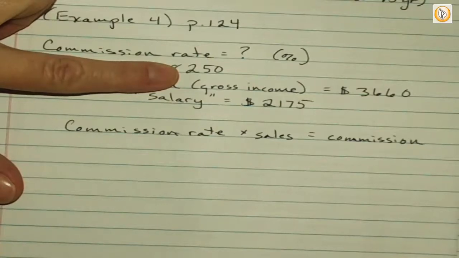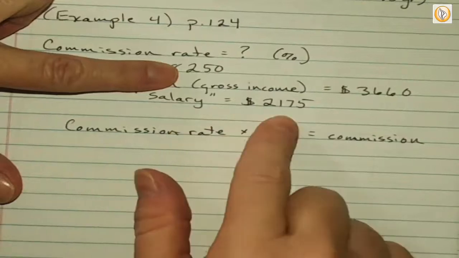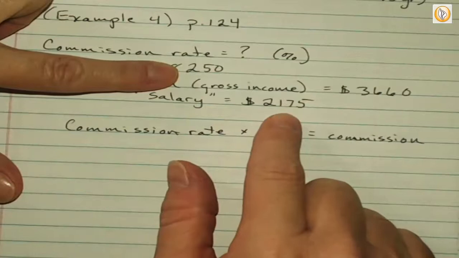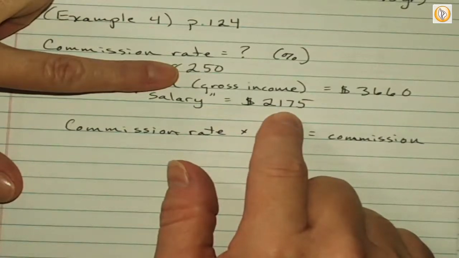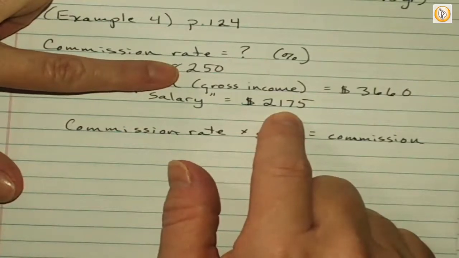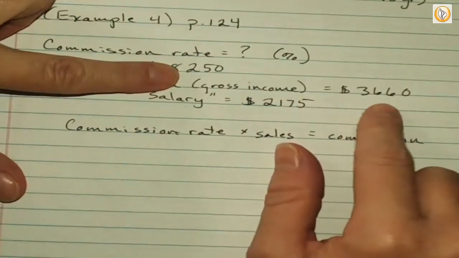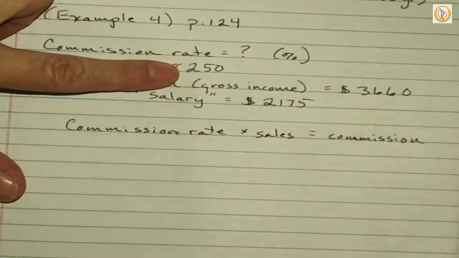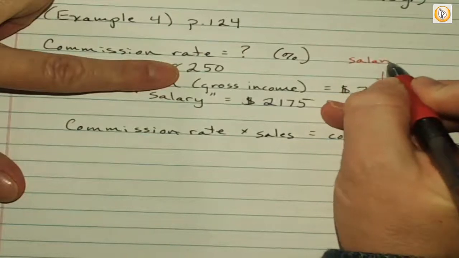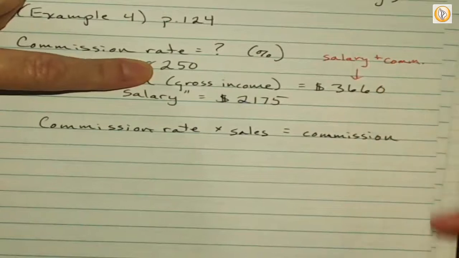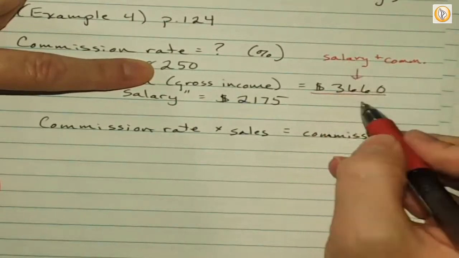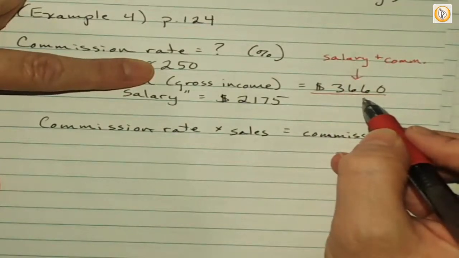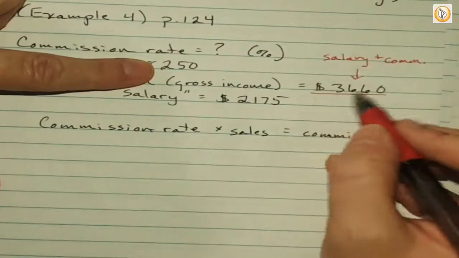Okay, let me explain how this works. If you sell a car, remember we talked about commission. You get a percentage off of that sale, right? But you also get a regular salary. So you get paid this much money every month, whether you sell a car or not. Anything extra is what's called your commission. So if this was his gross income, like his total amount of money, that is his salary plus his commission. So this right here is salary plus commission. Salary plus commission will give you your gross income.